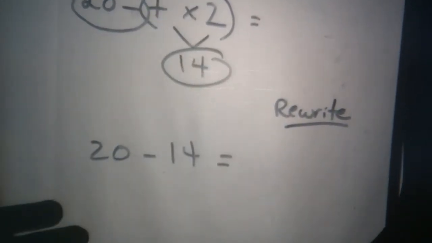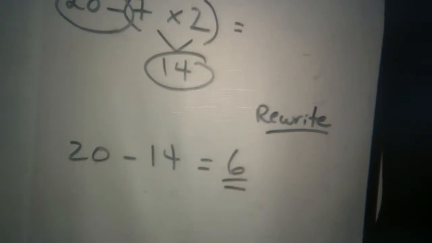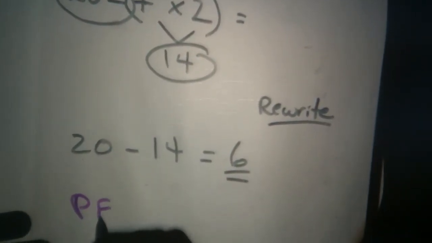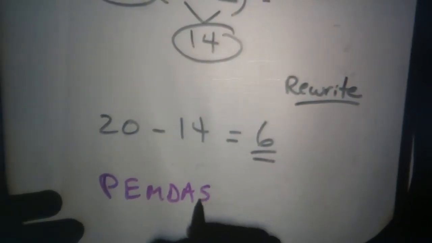So I did my multiplication. I don't see any division. I do see, well, I don't see addition, but I do see the even Steven of subtraction. So now it's 20 minus 14 equals 6. So I just solved this. So remember, PEMDAS, our order of operation.